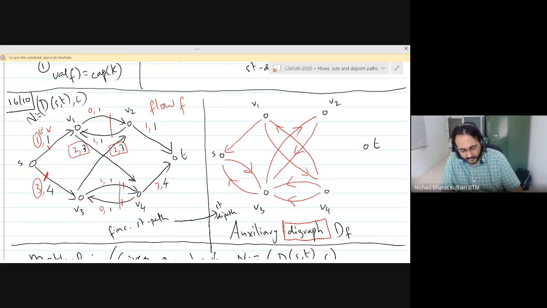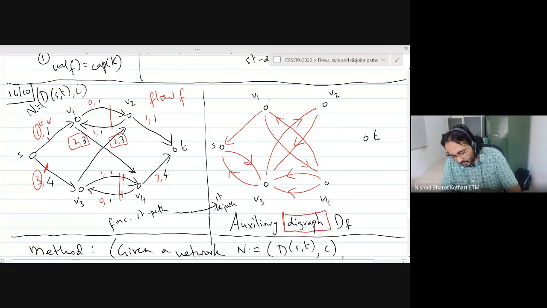Okay, so by reverse, you mean in this case from V2 to V1? So the flow on V1 to V2 is 0, and that is less than the capacity 1. So we can push more flow. Right? We can't push more flow in this direction, but we can send it back. Right?